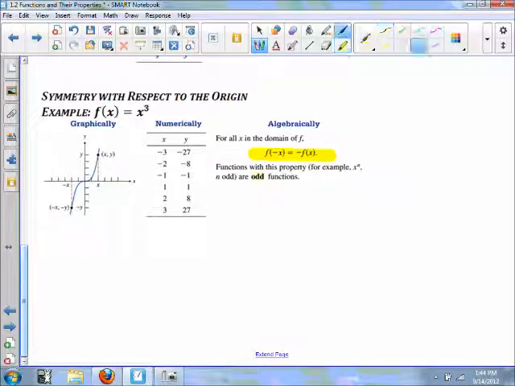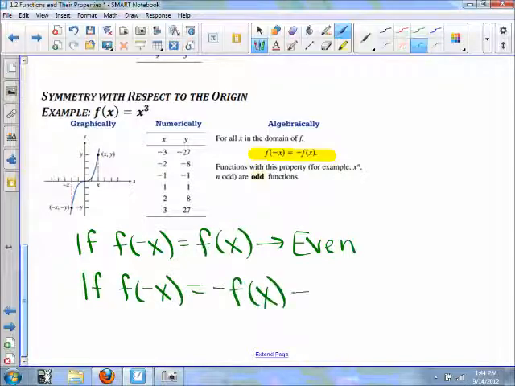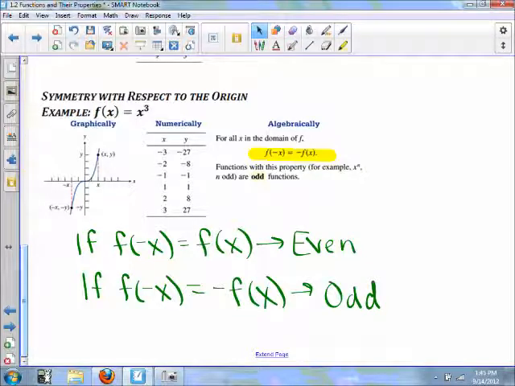So in summary, if f of -x equals f of x, this will be an even function. If f of -x equals a negative f of x, this will be an odd function. Algebraically, that's all we're really going to be worried about in this section.